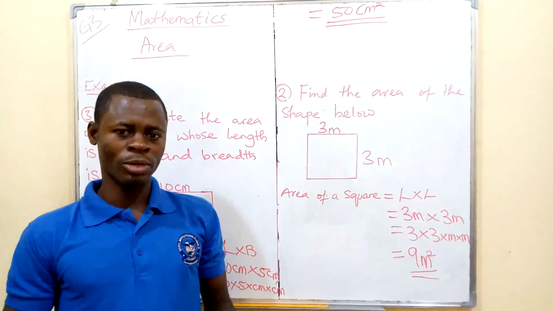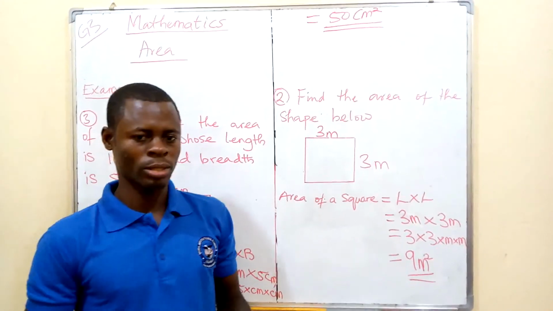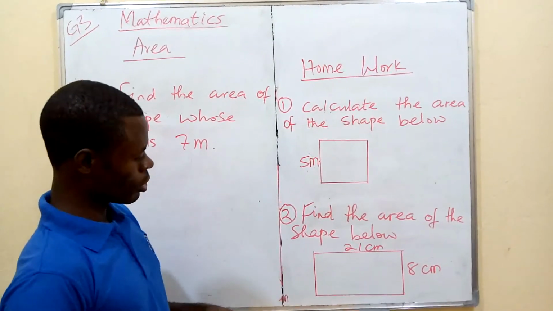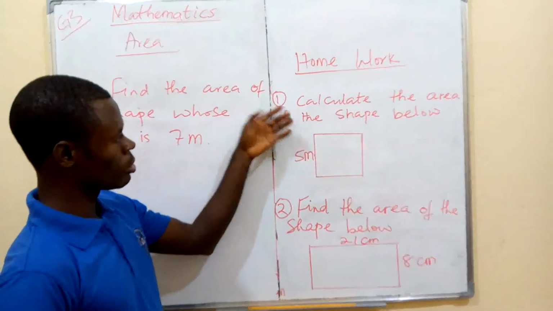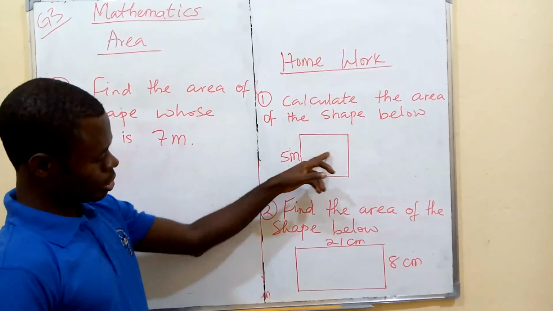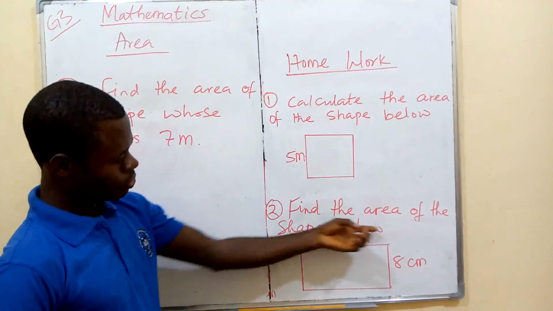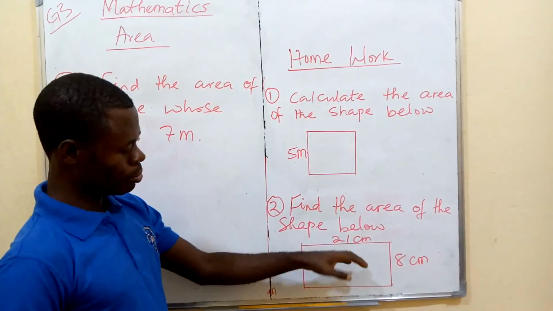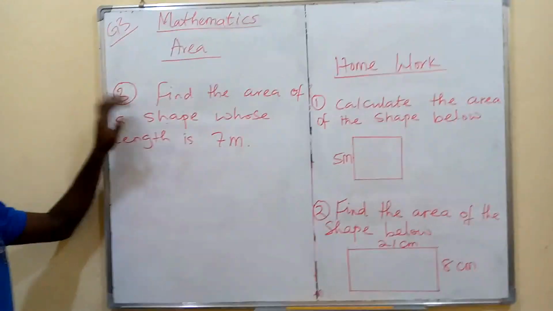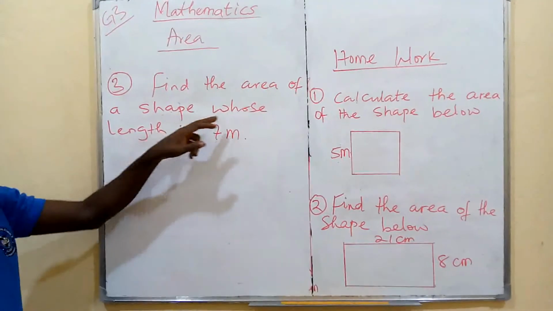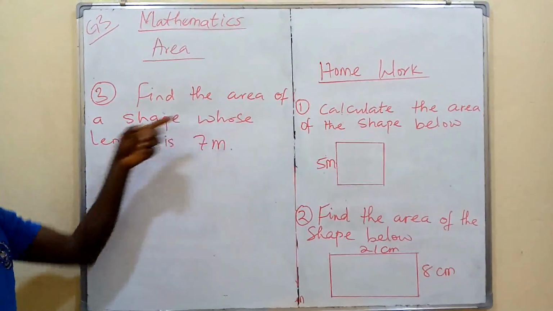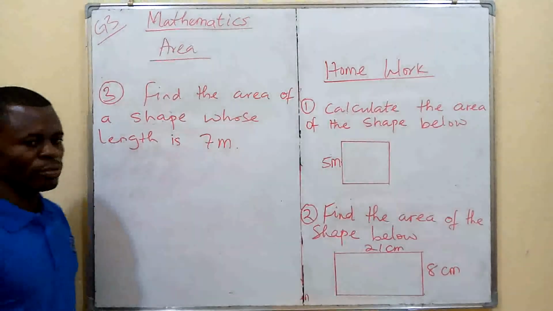All right? So having come this far, we are going to call it a day. But before I leave, I'm going to give you just a few assignments. Here are a few questions for your assignment. Number 1, calculate the area of the shape below. Here's the shape. And number 2, find the area of the shape below. And then number 3, find the area of a shape whose length is 7 meters.